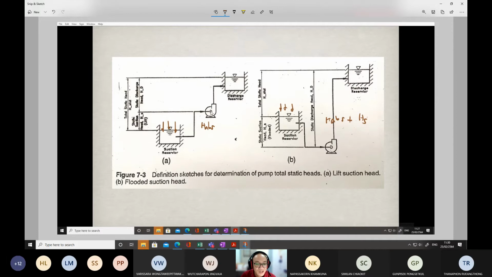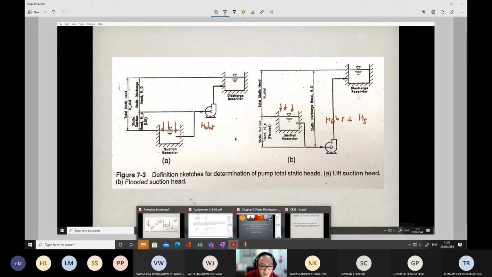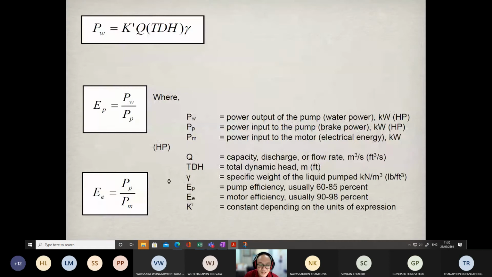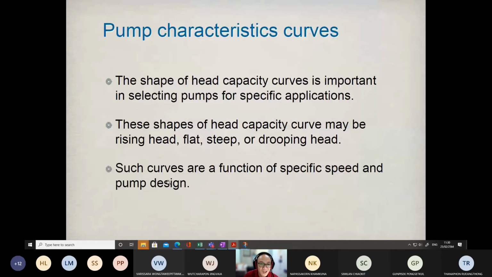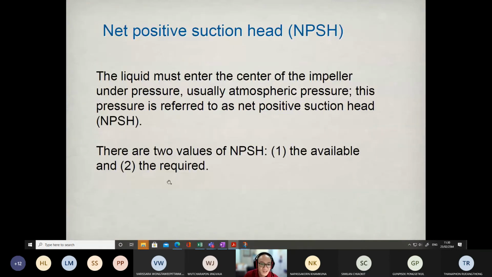So water can actually get into the casing solely due to the absolute pressure in the case of the figure A installation. But for figure B, there is pressure due to the flooded suction head here, which is equal to the static suction. So basically, in figure A, water has to be lifted from the suction reservoir and sent to the discharge reservoir. But in figure B, it is better. So the pressure entering the casing is normally called a positive suction head.